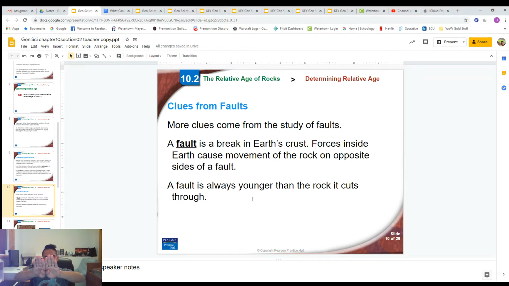Okay, so if you have rock layers and they're shifted like this, right? Some might be up or down. That fault that caused those rock layers to shift will be younger than the rock layers themselves because the rock layers had to be there first in order for that fault to shift them.